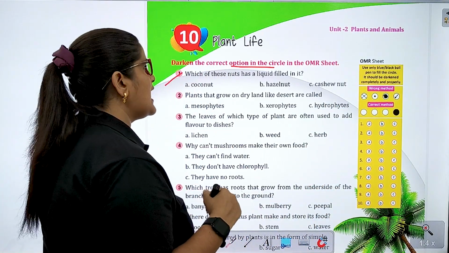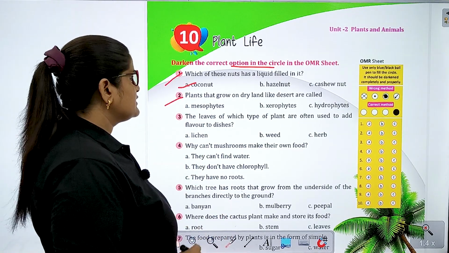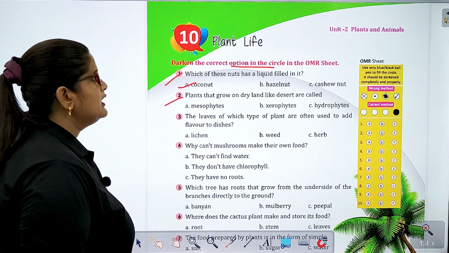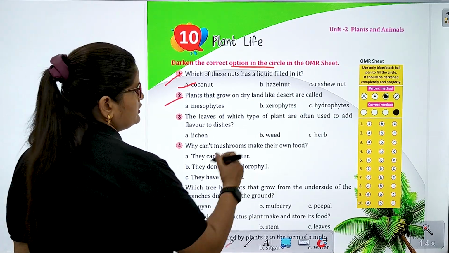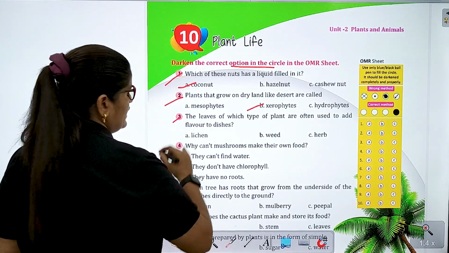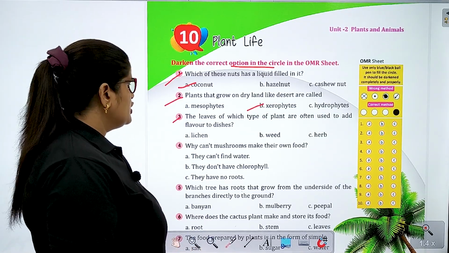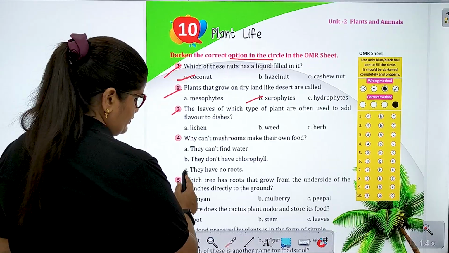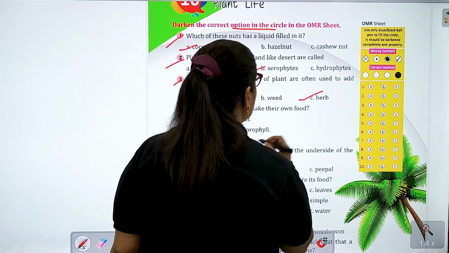Which of these nuts has liquid filled in it? It is coconut. Plants that grow on dry land, desert plants, are called xerophytes. The leaves of which type of plant are often used to add flavor to dishes? Number 3, it is option C, herb.